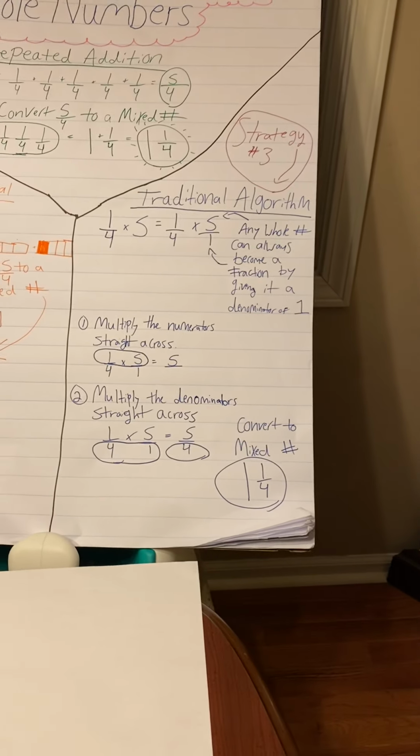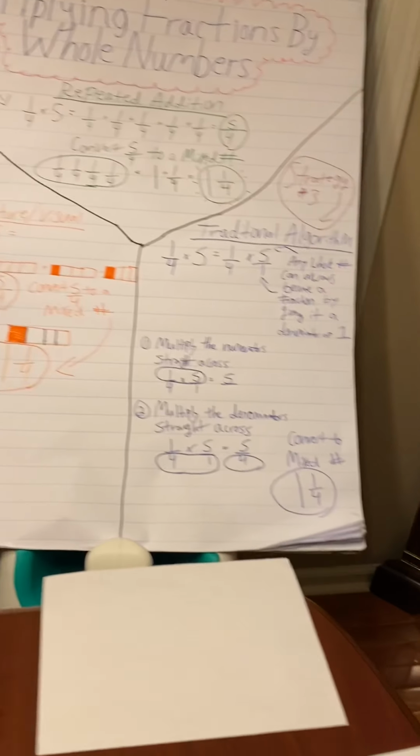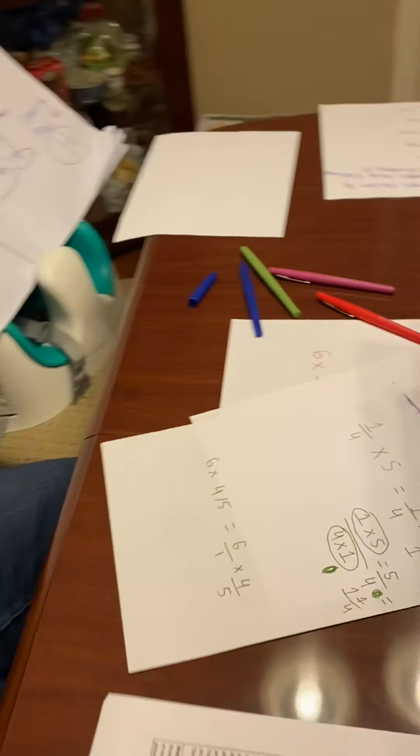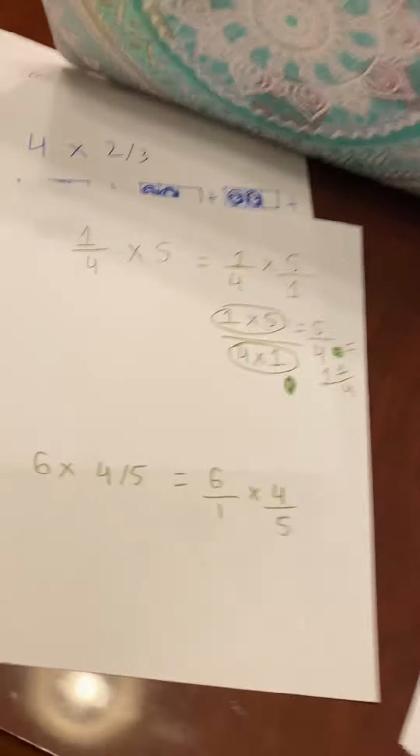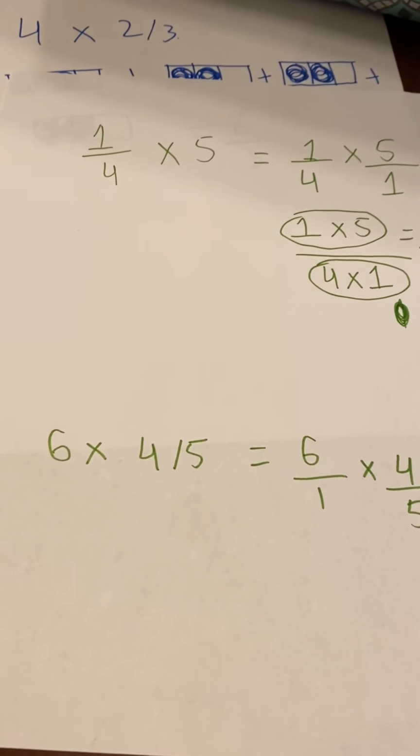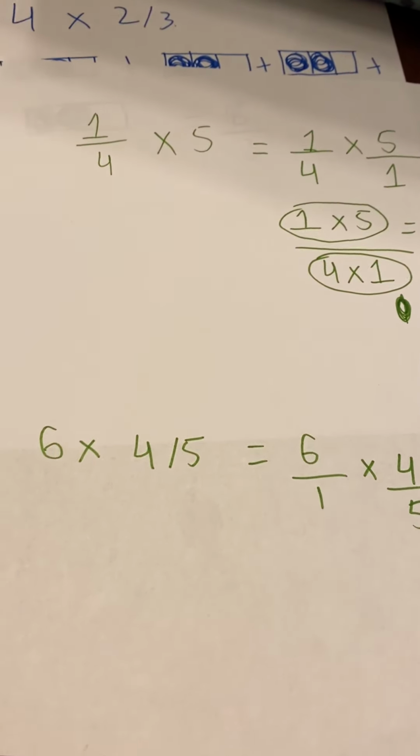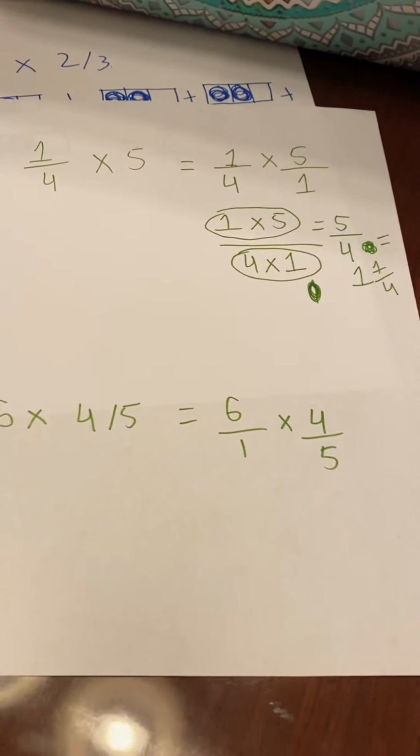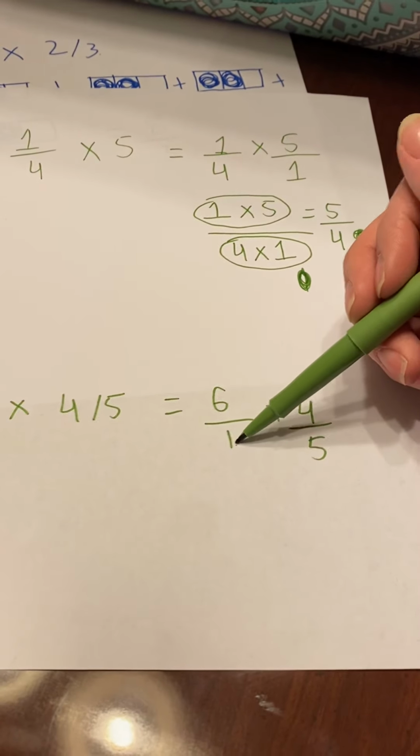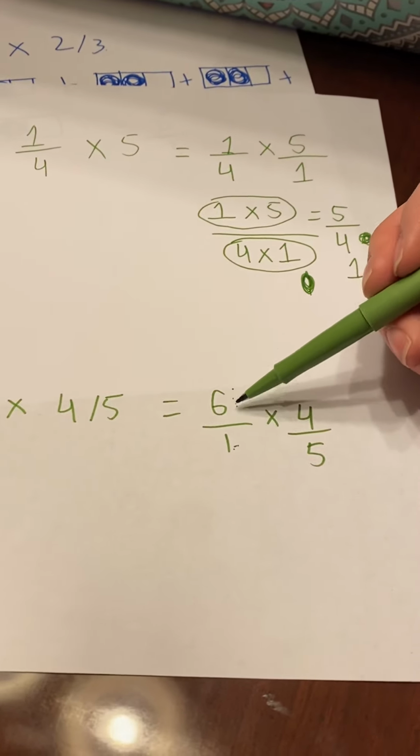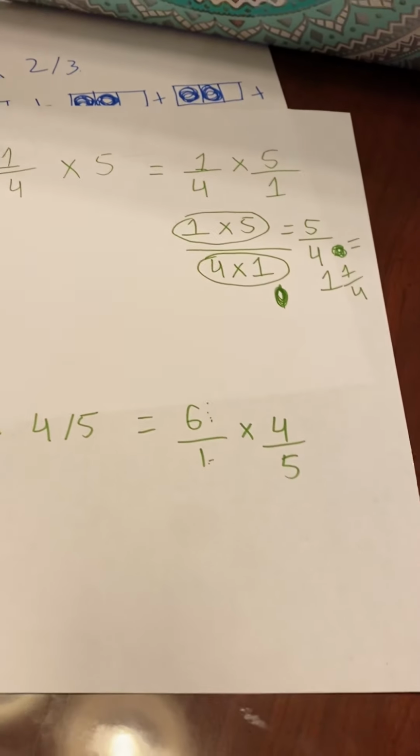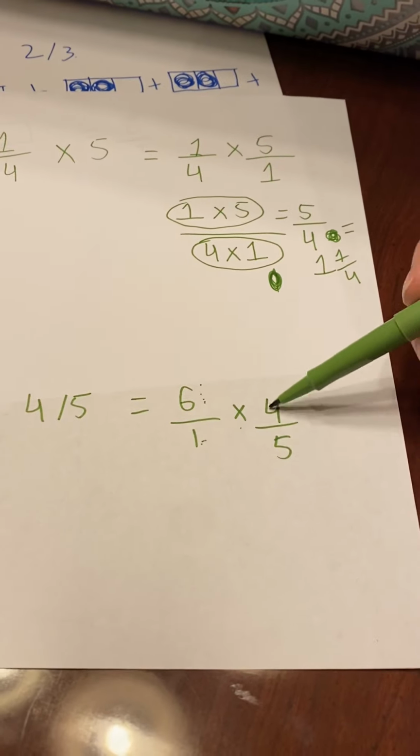Here is another example that I want you all to see. Six times 4 over 5. So basically, the first thing you have to do is put a 1 under that whole number of 6. It's still 6. You're just adding a 1 as a denominator. And then you multiply that by 4 over 5.